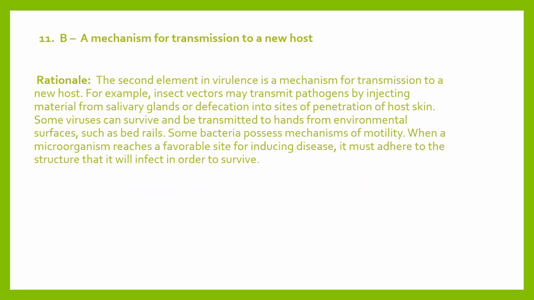That leads us to our answer B, a mechanism for transmission to a new host. The second element in virulence is a mechanism for transmission to a new host. For example, insect vectors may transmit pathogens by injecting material from salivary glands or defecation into sites of penetration of host skin. Some viruses can survive and be transmitted to hands from environmental surfaces such as bed rails.